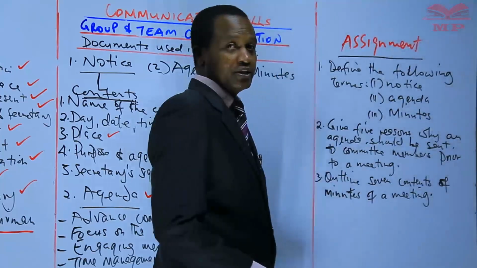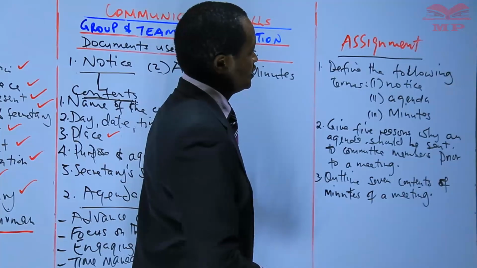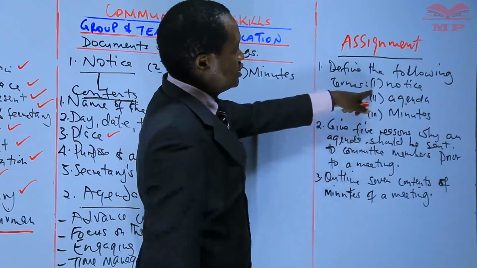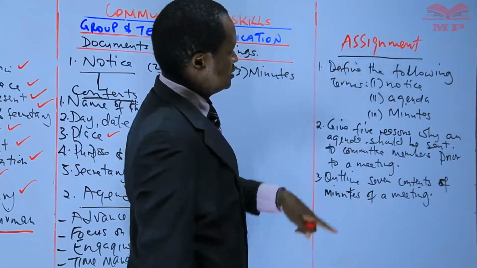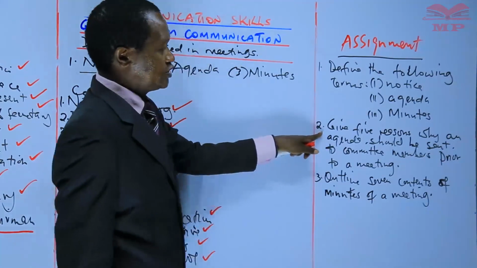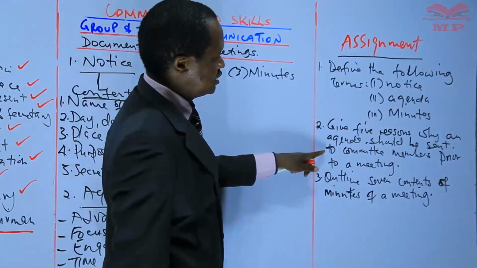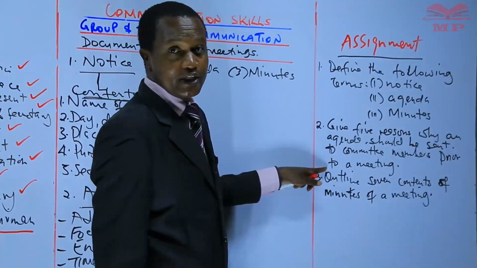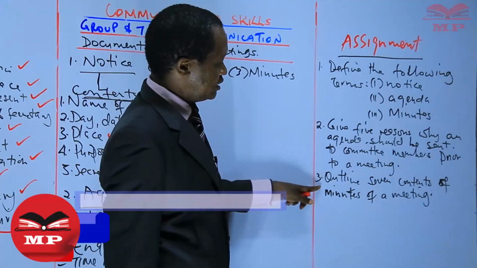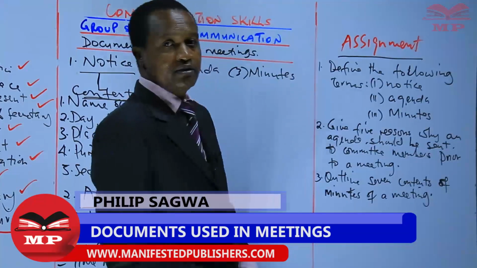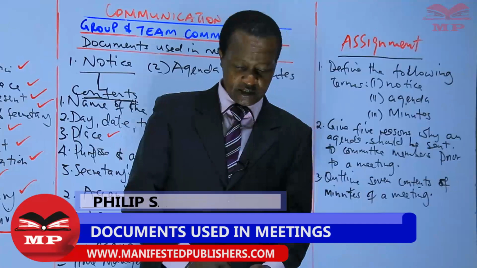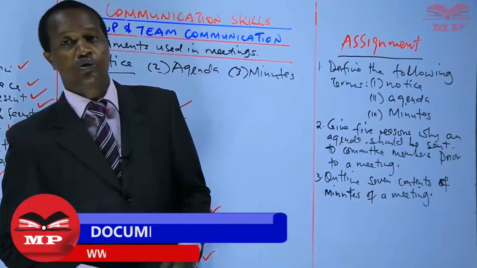So here is your assignment. Question one, define the following terms. One, notice. Two, agenda. Three, minutes. Number two, give five reasons why an agenda should be sent to committee members prior to a meeting. Three, outline seven contents of minutes of a meeting. Make sure the assignment is done before we meet in our next session.